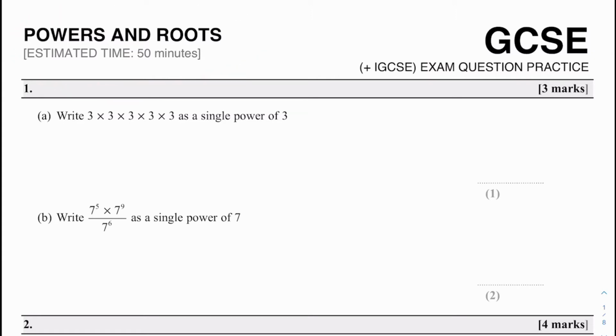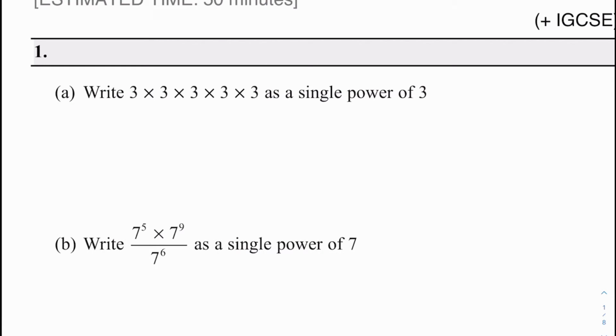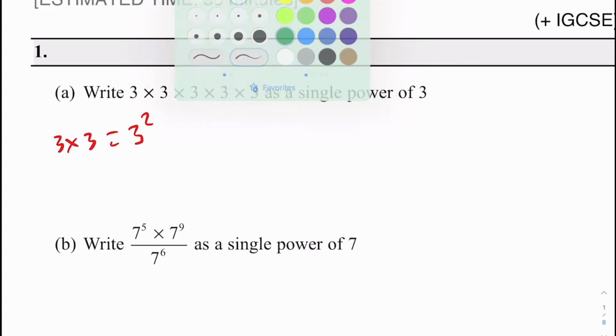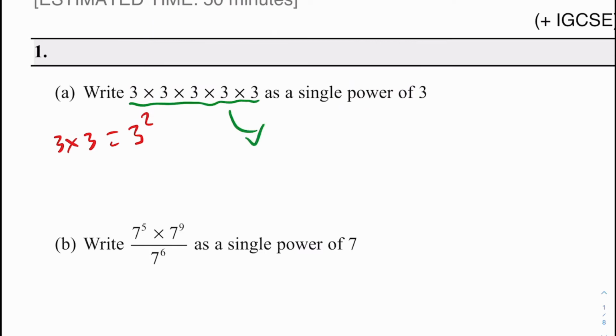Okay, so let's move into question one. Question one, we need to write 3 times 3 and so on as a single power of 3. So remember, when we've got 3 times 3, this is equal to 3 to the power of 2. So essentially we've got two 3's here and a power of 2 there. So the amount of 3's we have is going to be the power number. So we've got 1, 2, 3, 4, 5 3's. So therefore the answer is equal to 3 to the power of 5.